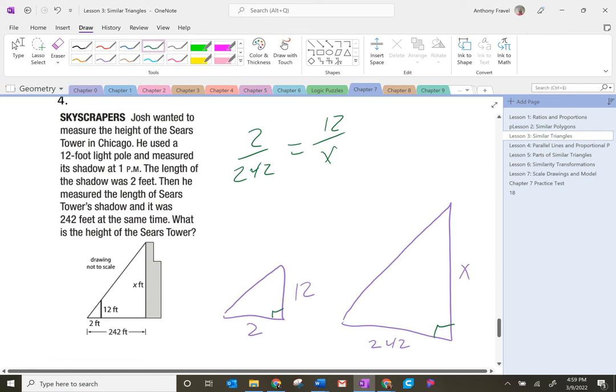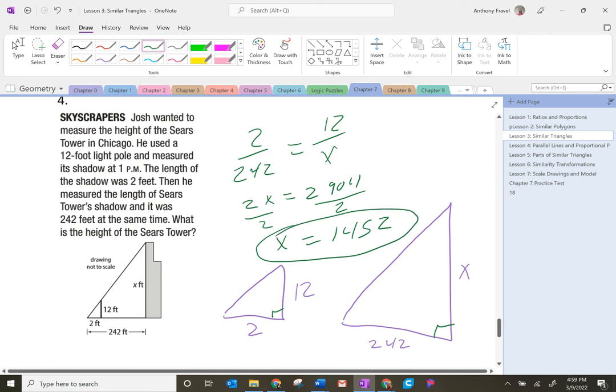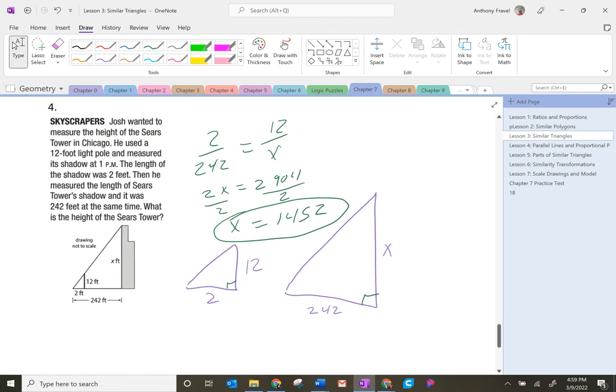I'm going to do my cross multiplication. That gives me 2X over here. 12 times 242 is going to give me 2904. Divide both sides by 2. X is going to equal 1452. So the height of the Sears Tower is going to be 1,452 feet. Again, we're just finding those similar triangles, setting up those ratios and proportions, and you're able to find the height.